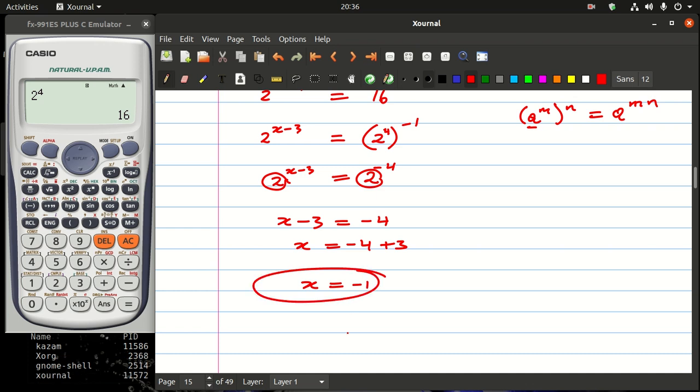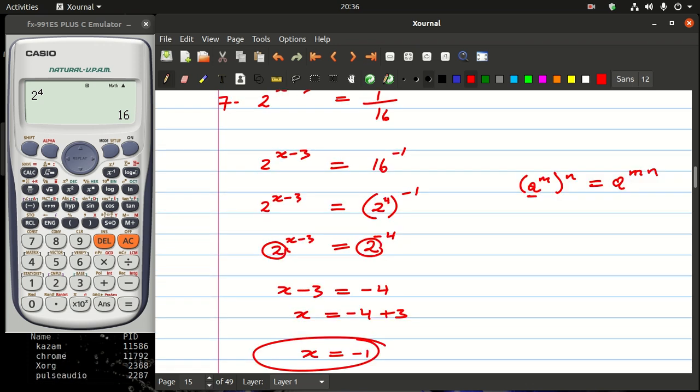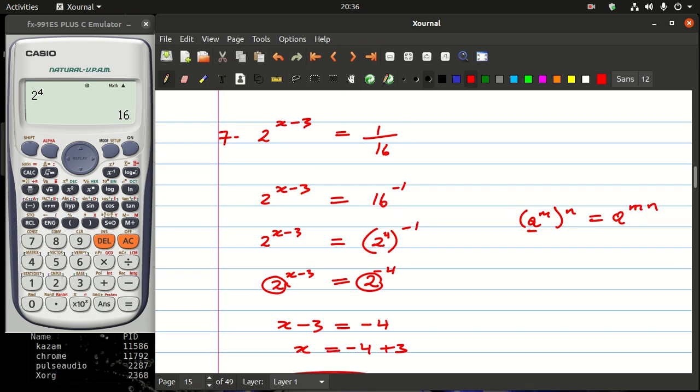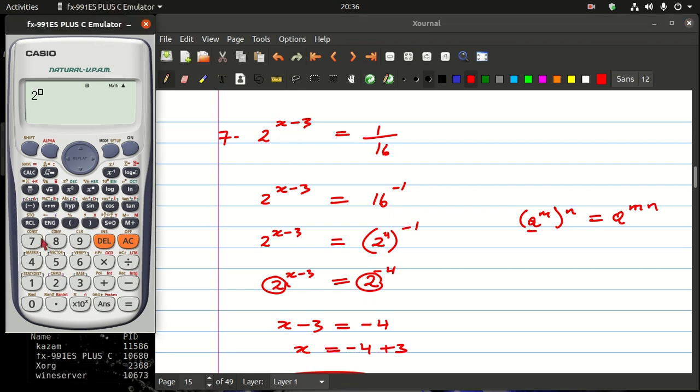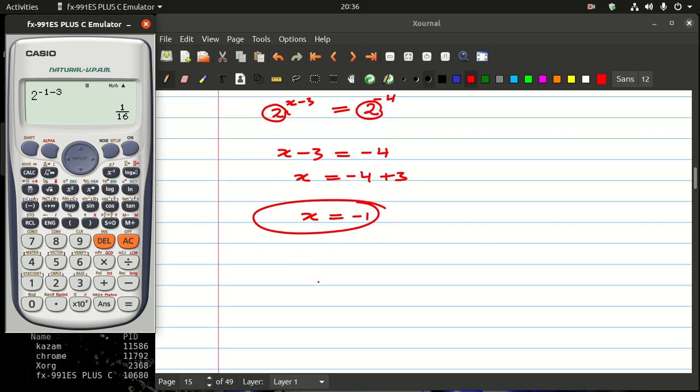If you look carefully, you will find out that if I plug in a minus 1 here, I will end up having a minus 4. You can check it if you want. Here our x was minus 1, and then you minus 3. What are we getting? 1 over 16, which means this is correct.